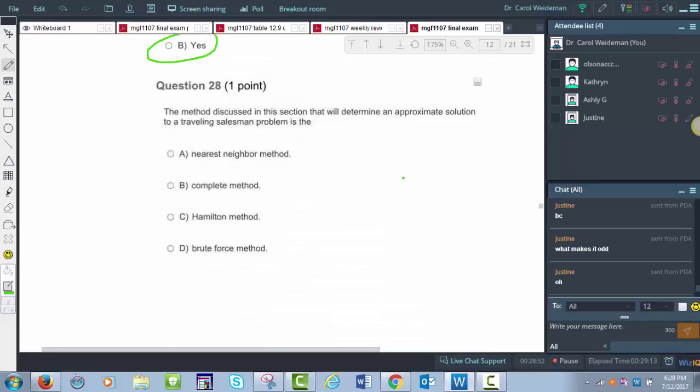Okay, the method discussed that would determine an approximate solution to a traveling salesman problem is called what method? Remember, we had a way to get an approximate solution because sometimes it gets crazy when there's lots of vertices in the problem. No, this is actually the nearest neighbor. Brute force is where you do all the different paths and figure out the cost or the distances. Nearest neighbor, remember we started and we said we went to the closest and the closest, called nearest neighbor method.